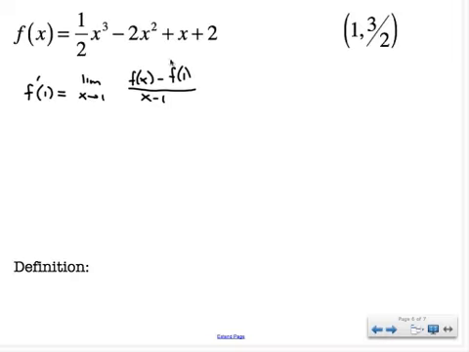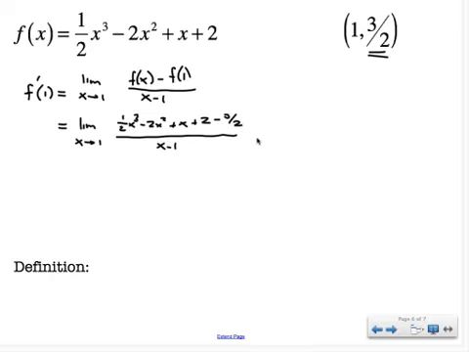In this case, f of a is f of 1. Okay, now let's fill in the pieces here. The limit is going to carry on down until I've actually taken the limit of my function. In this case, my function is a slope function. Okay, f of x is given. It's this formula here, 1/2 x cubed minus 2x squared plus x plus 2, and I'm going to subtract f of 1, and f of 1 over here is 3/2. That's the y value when x is 1, divided by x minus 1.